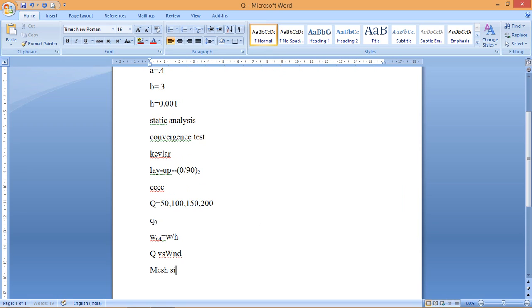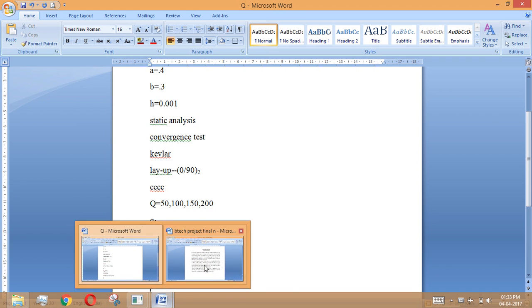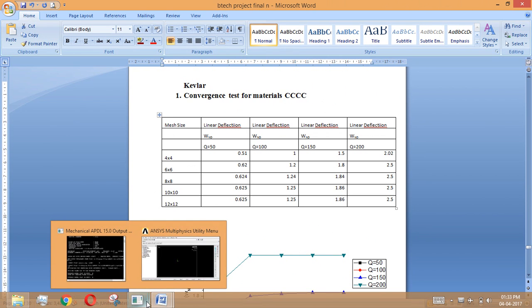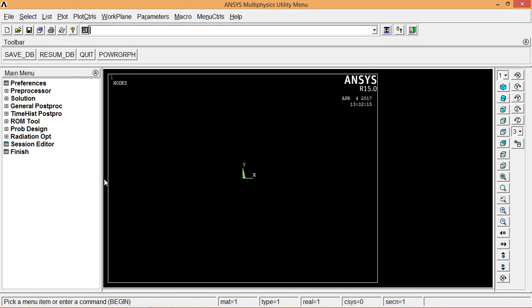Then we will be proceeding to mesh size. Okay, 4 cross 4, then 6 cross 6, then 8 cross 8, 10 cross 10, 12 cross 12. These are the mesh sizes for which we have to find values for corresponding capital Q. Like in this table, I have plotted for all of them. This is how we would be plotting for all conditions. Now it's for convergence test. Then we would be finding for A by H, A by B, boundary conditions, all of them. Now let's start on the ansys APDL.